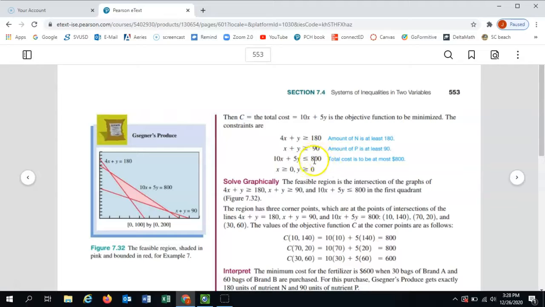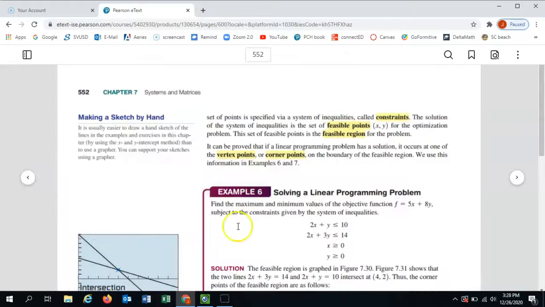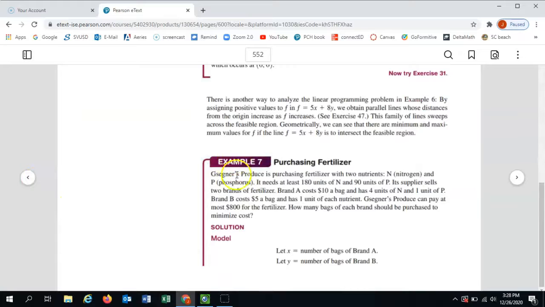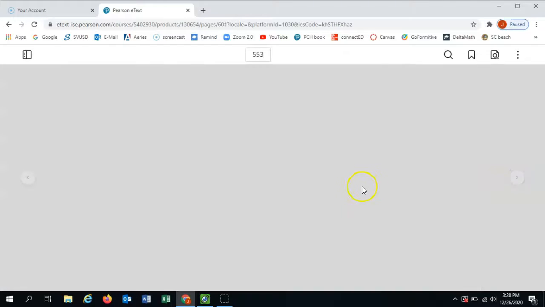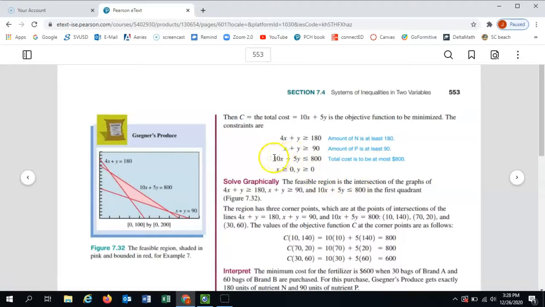They said that it's got to be less than $800. So there's our total cost as we're looking at those. And so look at the 10 and the 5 relationship on that. Remember the comparison from brand A to brand B. Brand A was $10 for cost. Brand B was $5, right? And it's got to be at most $800 total. And so that's where they're getting that third equation that you see right there.